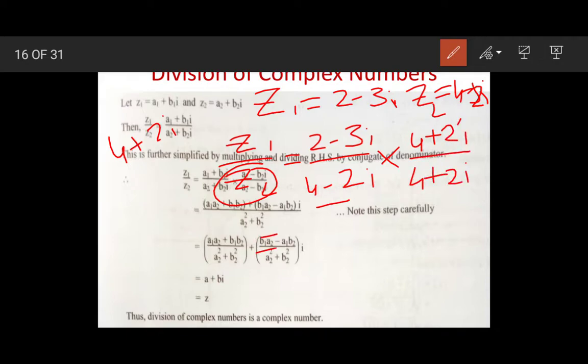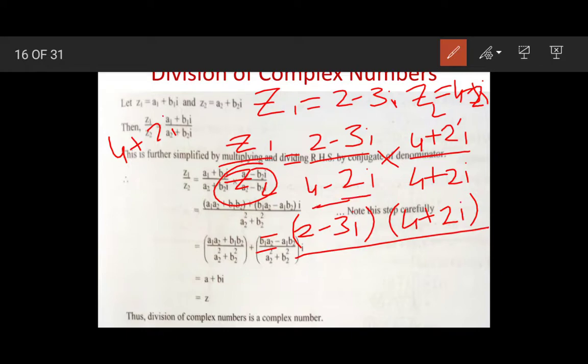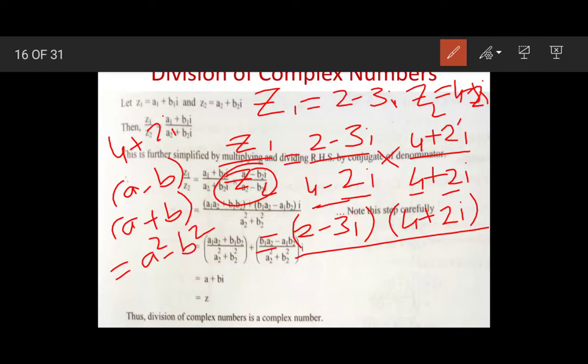Now the numerator will be 2 minus 3i into 4 plus 2i, and in the denominator it is in the form of a minus b into a plus b, and we know that a minus b into a plus b is equal to a square minus b square. So that will be 4 square minus 2i square.